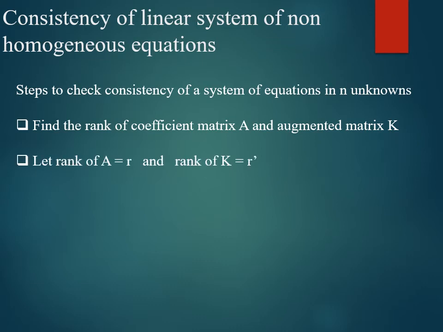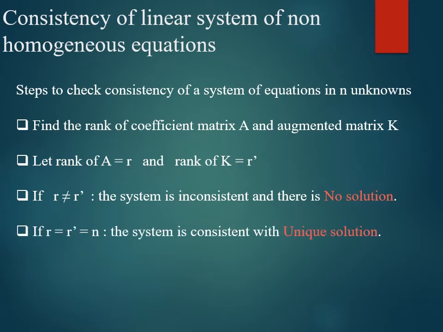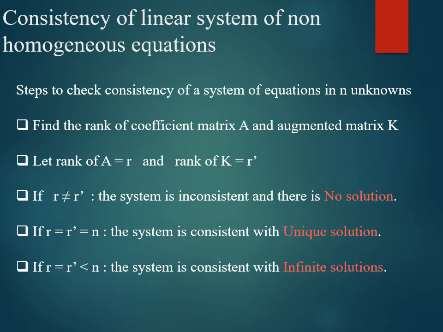If the rank of A is represented by r and the rank of K is represented by r dash, then the system is inconsistent with no solution if r is not equal to r dash. If r is equal to r dash, the system is always consistent, but if that rank is equal to the number of unknowns n, then it has a unique solution, and if the rank is less than the number of unknowns, then it has infinite solutions.